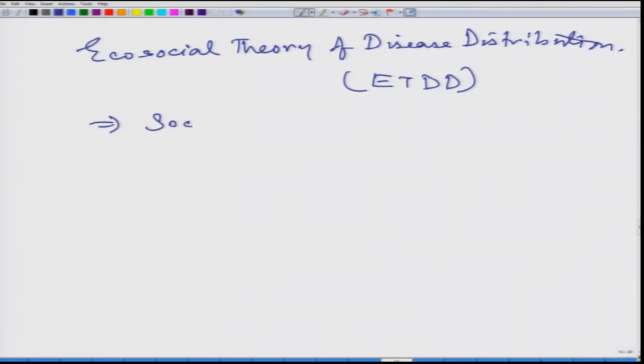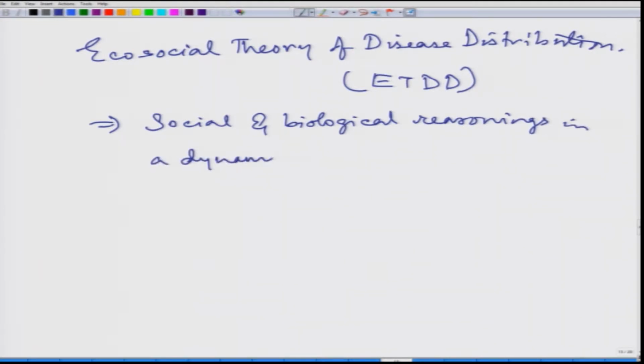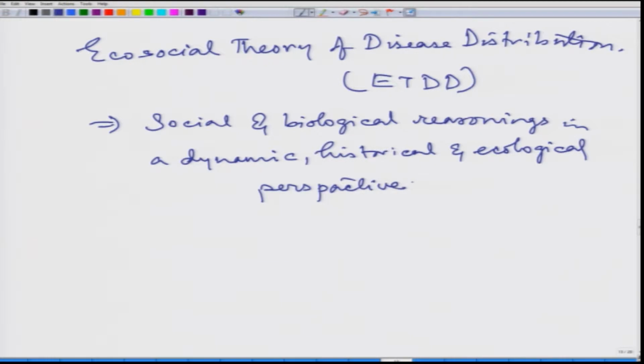the social and biological reasonings in a dynamic, historical and ecological perspective. Dynamic is changing, historical means it has a historical root, and ecology again relates to the environment, with the understanding, with the setup.